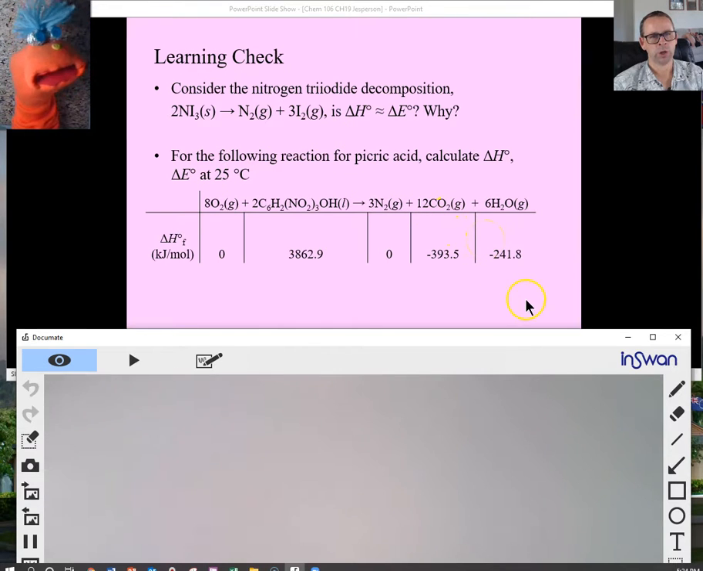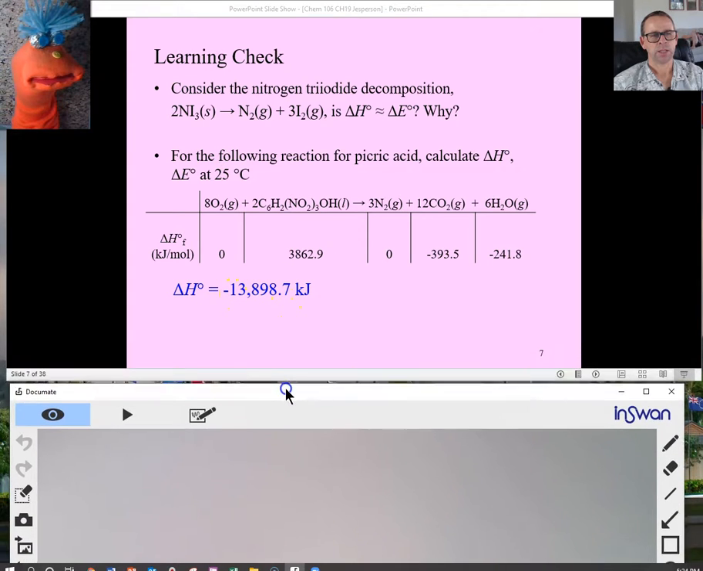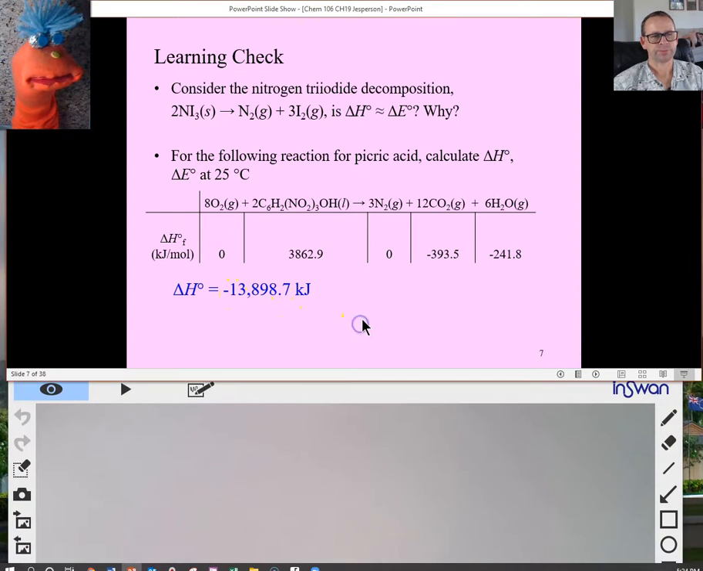I guess so. So we got negative 241.8 times 6, negative 393.5 times 12, and then nothing for the nitrogen, and then subtract 3,862.9 times 2. Is that right? That's right. So put that in your calculator. Make sure you get 13,898.7.